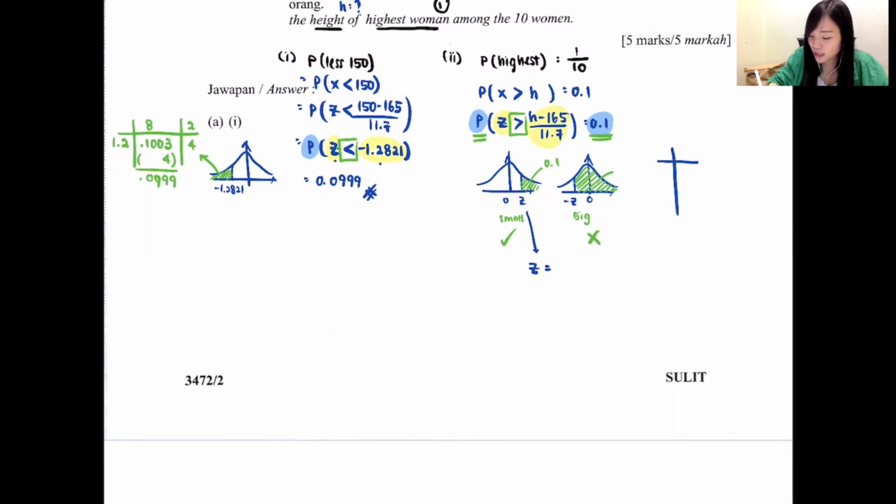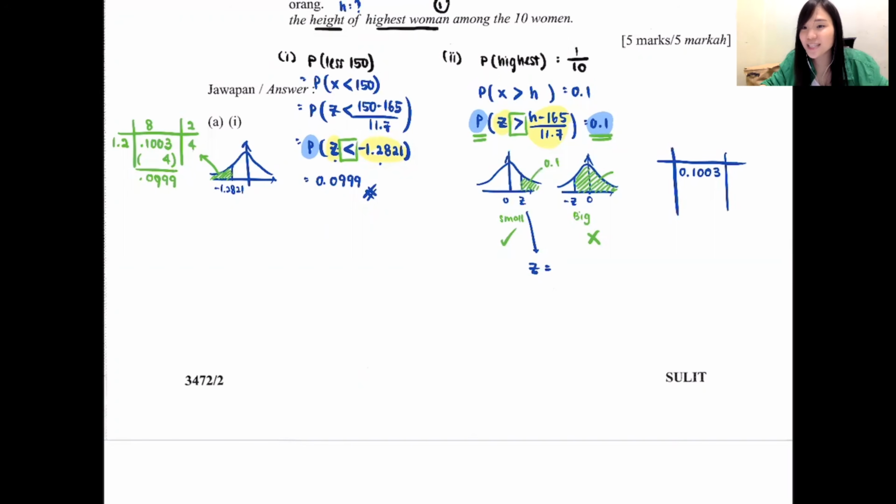So please go to your table, look for 0.1. Please don't tell me you go outside to look, my dear. Now the Z is not 0.1. Now they say the probability is 0.1. So go to the table inside, look for 0.1000. But when I go to the table, I couldn't find 0.1000. Then I will try to find the nearest one. And the nearest I can see is 0.1003.